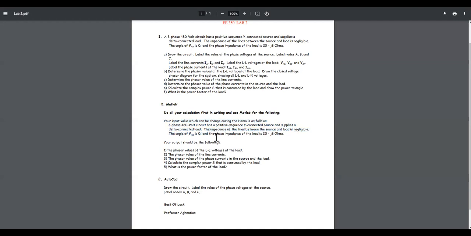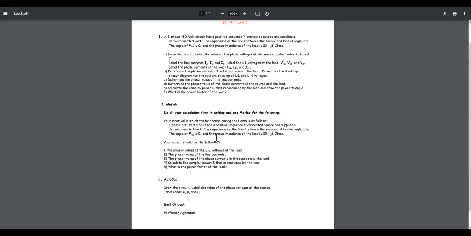So we're going to need to calculate the following from this question here. We have our input values, which can be changed in demos as follows. In our case, this is what our values are going to be. We have a three-phase 480 volt circuit that has a positive sequence Y-connected source. This applies a delta-connected load. The impedance of the lines between the source and the load is negligible. The angle of VAB is 0. The phase impedance of the load is 20 minus j8 ohms.